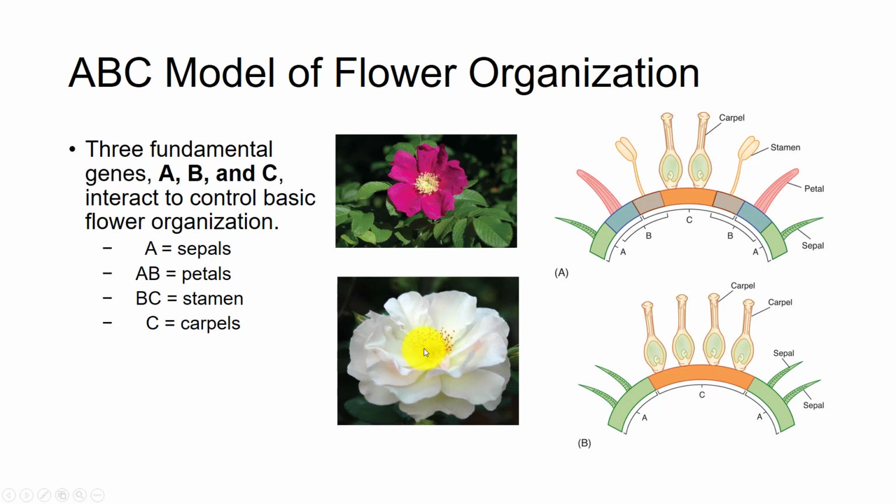The basic organization of most flowers can be explained by a hypothesis called the ABC model. The ABC model proposes that the outer part of a floral apical meristem is controlled by gene A, the inner part by gene C, and gene B overlaps the two.